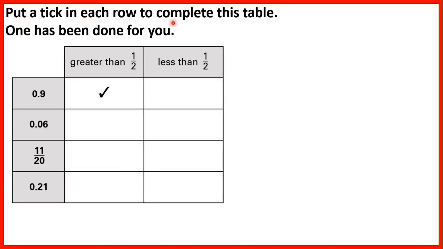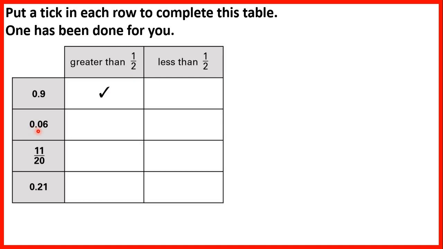Put a tick in each row to complete this table. One has been done for you. So they've told us that 0.9 is greater than 1/2. And that makes sense because the first digit after the decimal point tells us how many tenths we have, and 9/10 is greater than 1/2 because 1/2 is the same as 5/10 or 0.5.